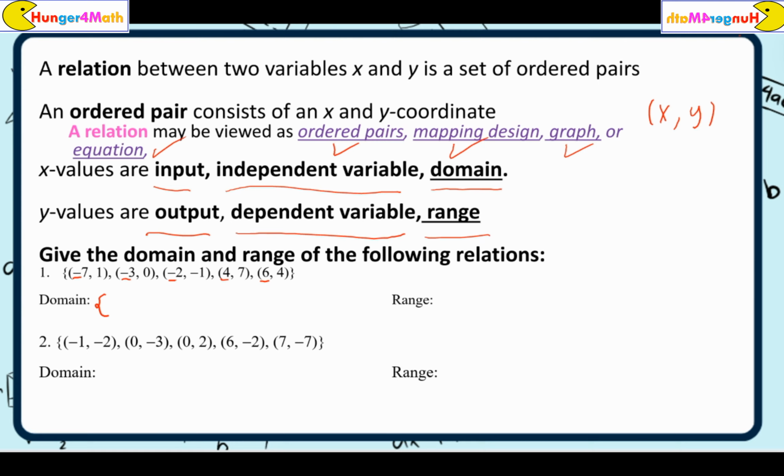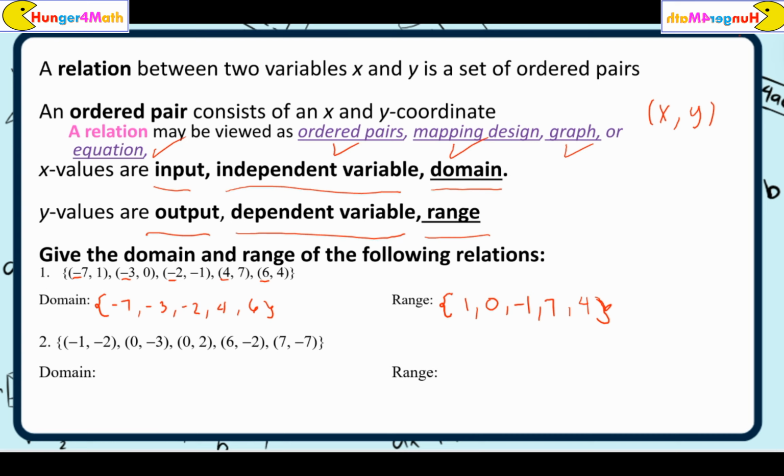So we have here -7, -3, -2, +4, and +6. So these are the domains of the relation. For the range, that will be the second number in the ordered pair, or the y values, and those are 1, 0, -1, 7, and 4. So that is our answer for the domain and range of the first relation.